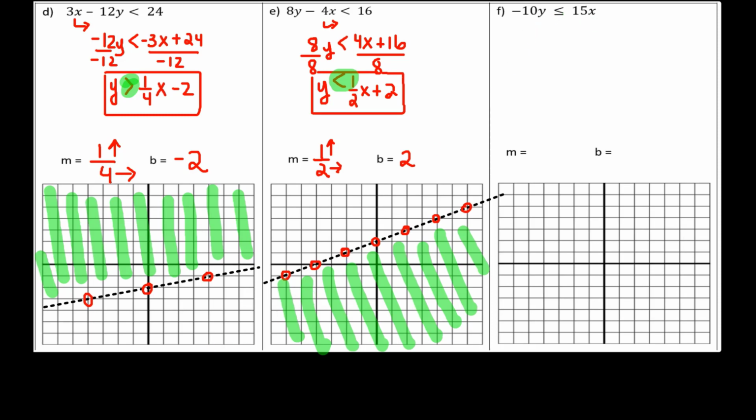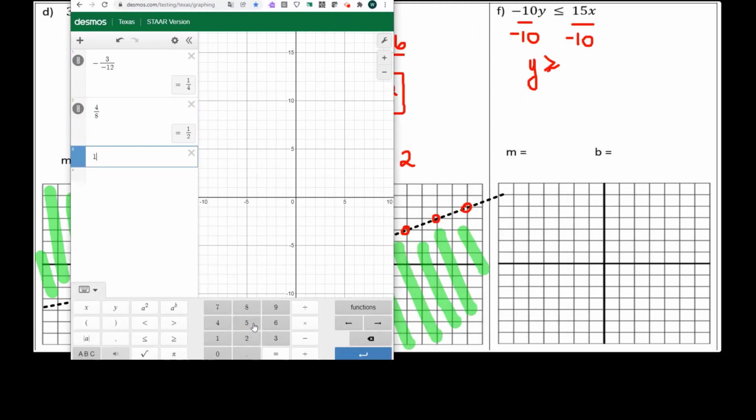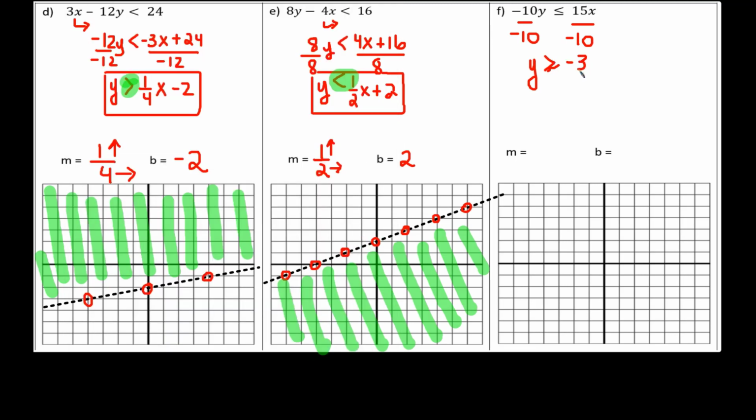Next problem, we don't have the y alone, but the only thing we can do is divide. So we're going to divide both sides by negative 10. So this would be y. We are dividing by negative numbers, so we're going to flip. And we're going to use our calculator to find out what's negative 15 divided by negative 10. 15 divided by negative 10 gives a decimal. We click right there, and it reduces to negative 3 over 2x. So our slope is negative 3 over 2, and our b is 0.